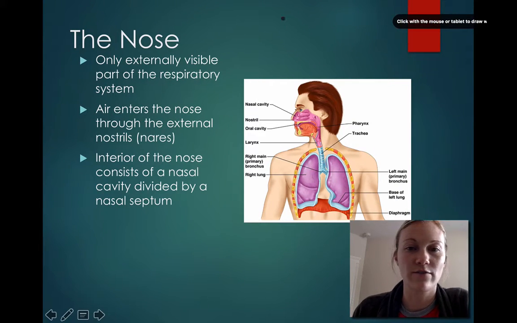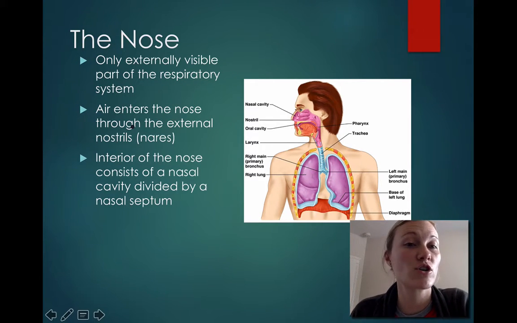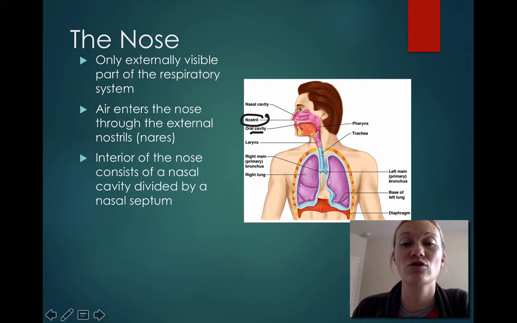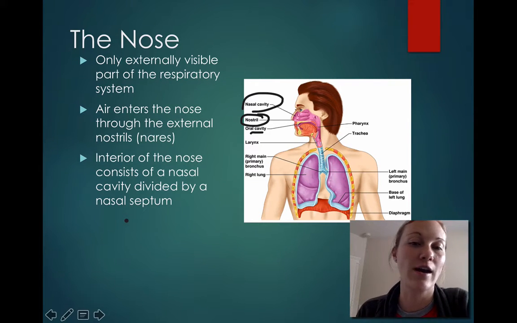The nose is the first major organ that we're going to go through. The nose is the only externally visible part of the respiratory system. Hopefully that makes sense. What I sometimes find is some students say, well, what if you have a person who breathes through their mouth? Does that mean that their nose or their nostrils and their nasal cavity are not part of the respiratory system? The answer is no. They're still part of the respiratory system. It's just maybe that person has a cold, or for whatever reason, they're not able to breathe through their nose at that point.